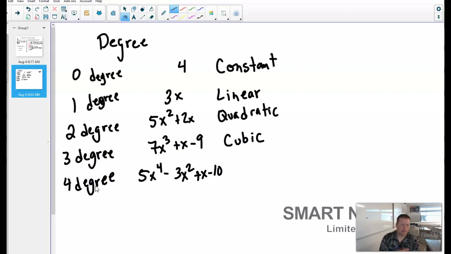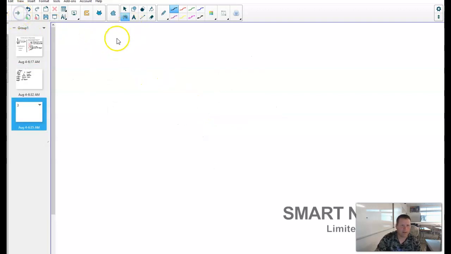Okay, and then again, a fifth degree has the highest power of 5, sixth degree, highest power of 6. If you had a 78th degree, the highest power would be 78. Okay, so that's how we do that by its degree. We can also classify it by its terms. And by its terms is just however many terms there are, okay?